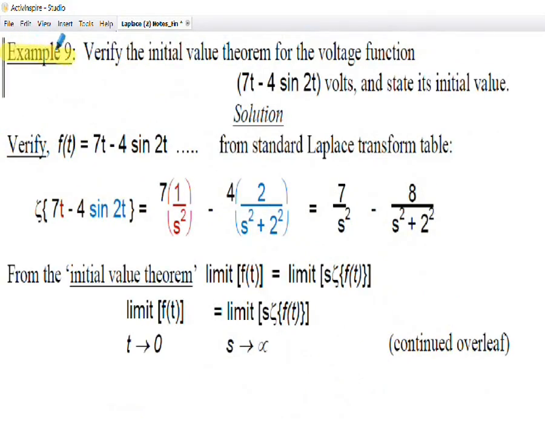Okay, example 9 here, we're asked to verify the initial value theorem. Again here for a particular function that's given to us as a function of t, and we've got to state the initial value from the solution.